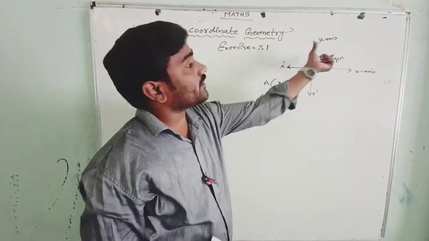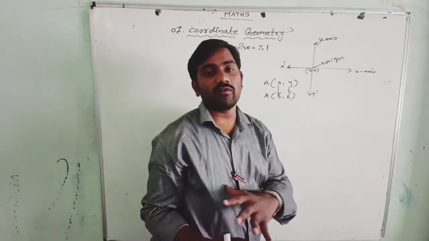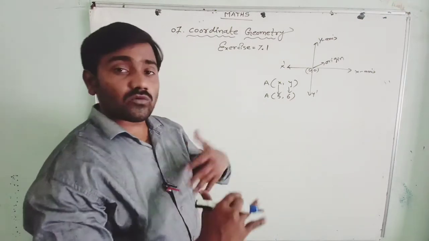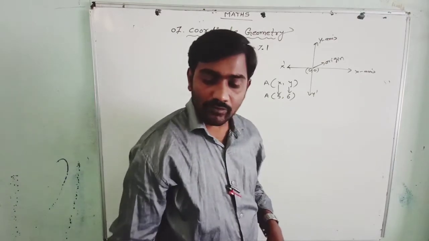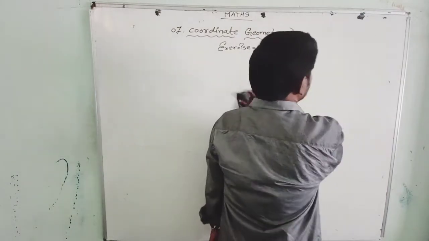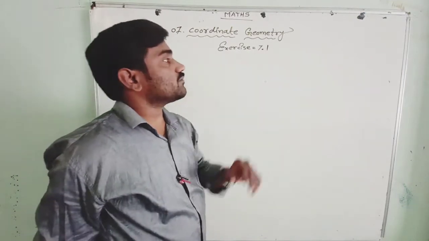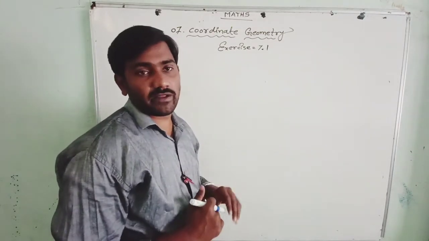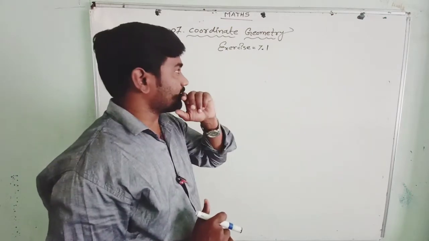Already we know how to locate points on the graph. We have already learned this in chapters 3 and 4 of your 10th class also. So what are we going to learn that is new in coordinate geometry? Only one thing: how to find out the distance between 2 points. How to find the distance between 2 points on the Cartesian plane, that we are going to learn completely in exercise 7.1.